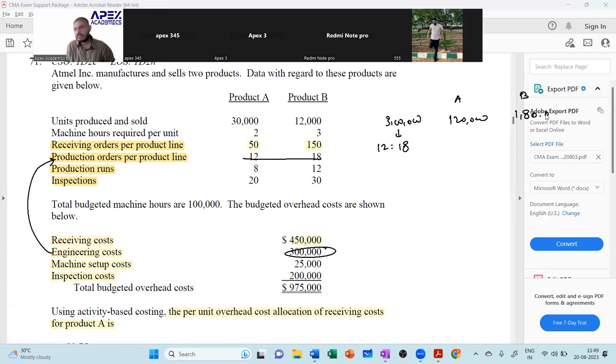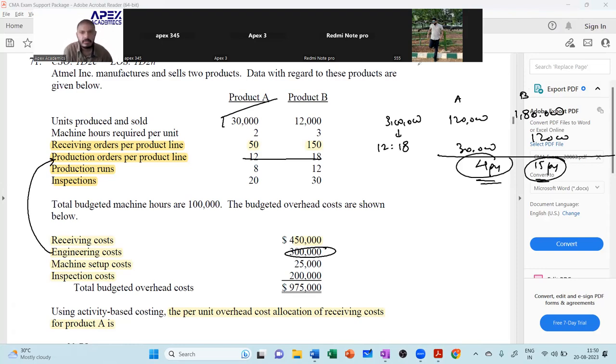1,20,000 and 1,80,000. A has how many units? 30,000 units. B has how many units? 12,000 units. This comes to 4 per unit, and over here this comes to 15 per unit, which in turn will be added to the other items as and when they come. Are you with me on that? Yes or no?